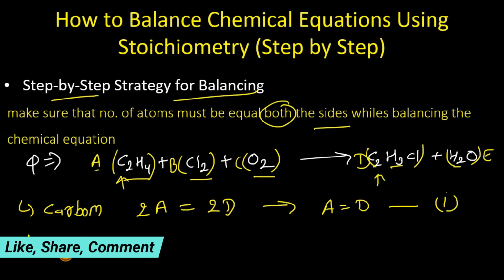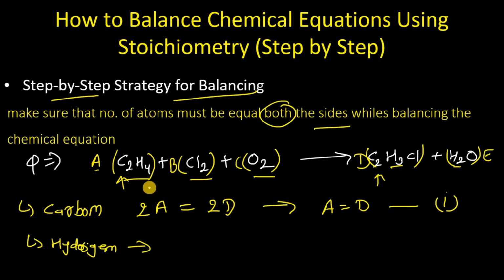Now I am balancing the hydrogen. So for hydrogen, 4A is equal to, if you will see here, 3D plus 2E, right? Now from equation number 1, what we can do, we can simply write D as A. So it will become 4A is equal to 3A plus 2E, so it will become A is equal to 2E. Okay, I hope you understood here.